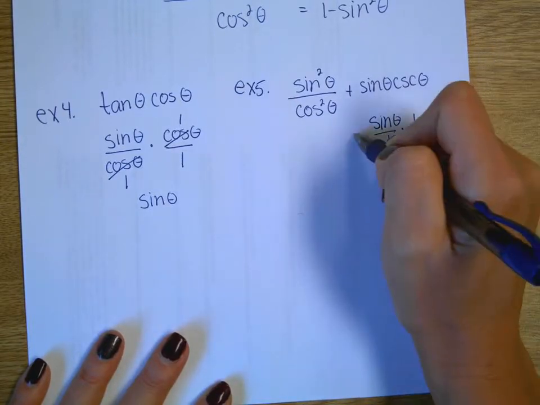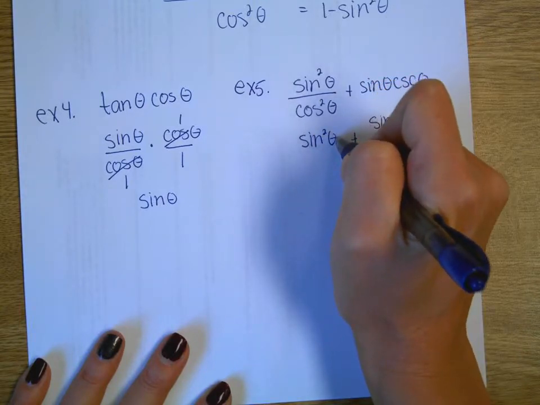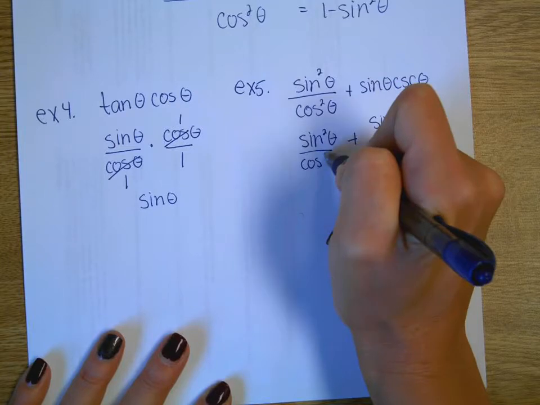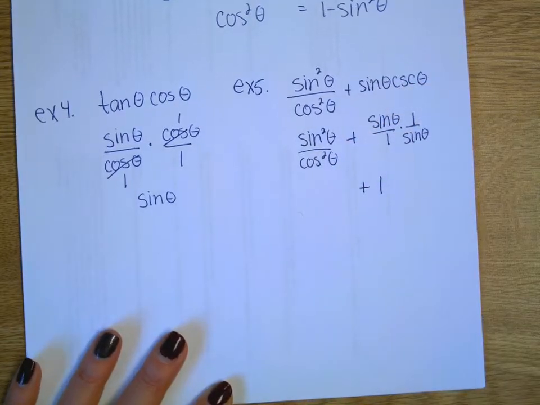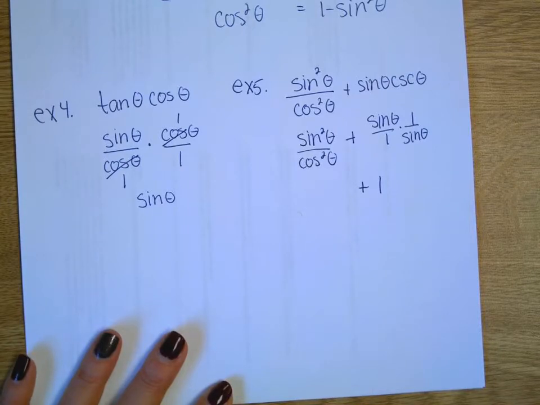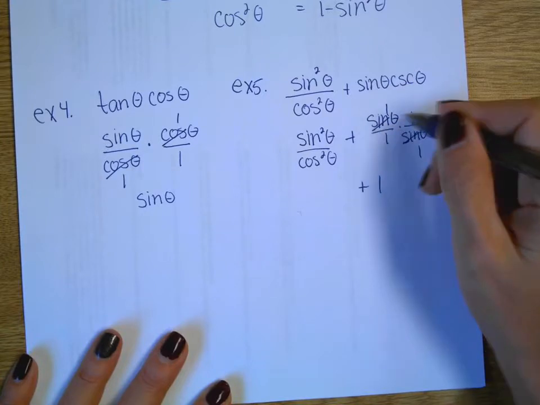Okay, I like that because what am I going to get over there? One. Okay, so I get a plus 1. That's nice to have. Wait, what did you just do, plus one? Right here. Plus, this all turns into 1.